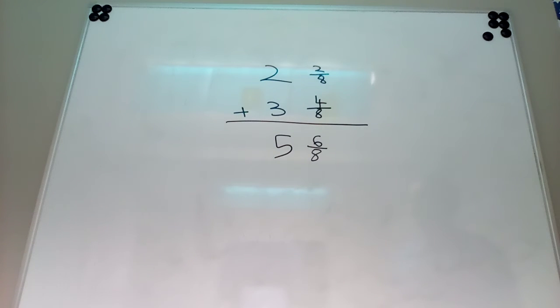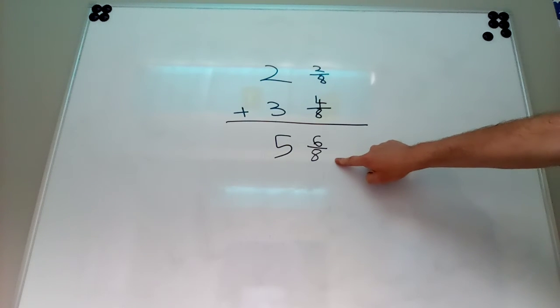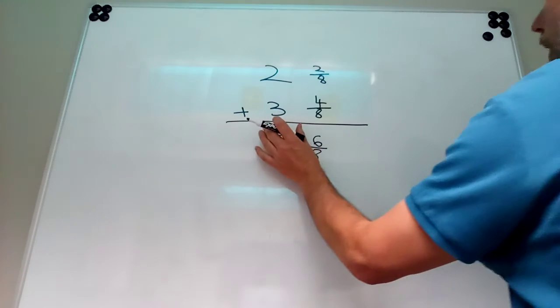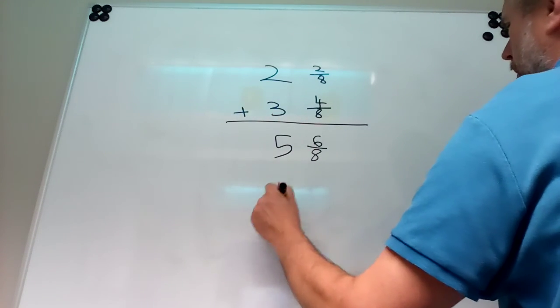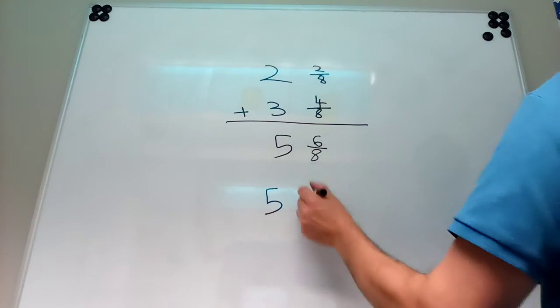But is that in simplest terms? And the answer would be no. 6 and 8 will reduce. One way that you know automatically it will reduce is they're both even numbers. If they're both even numbers, it's going to reduce, because you can always divide an even number by 2 at least, sometimes more. So we're going to leave our 5 alone. We're going to keep that separate from this now. We're just going to bring our 5 down here and leave it there. We're going to simplify this fraction and bring it down.